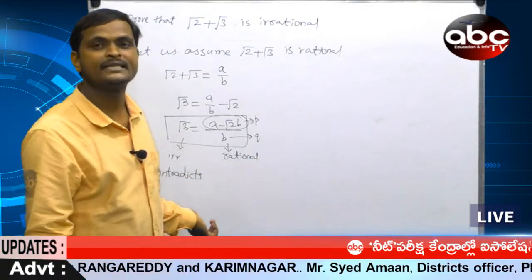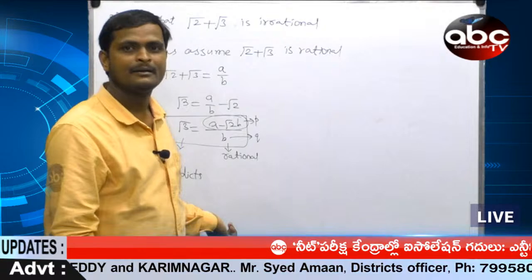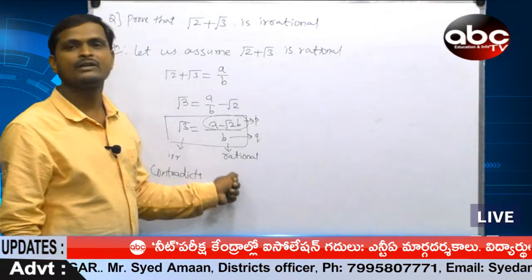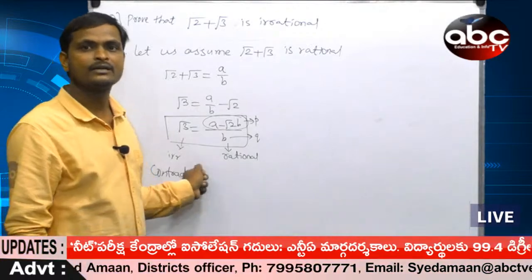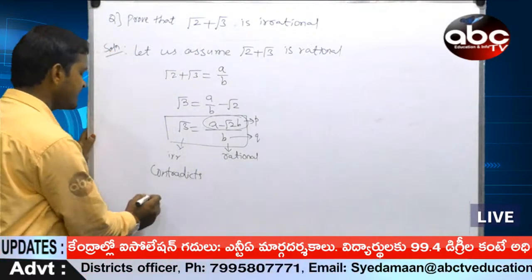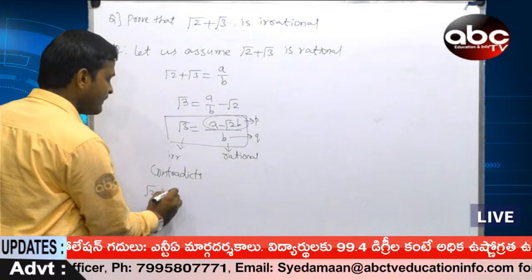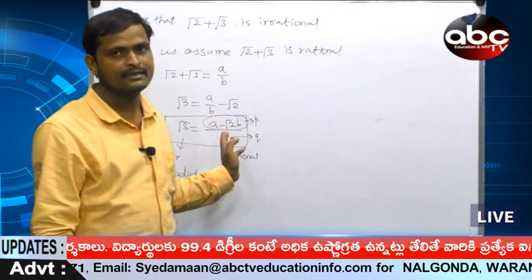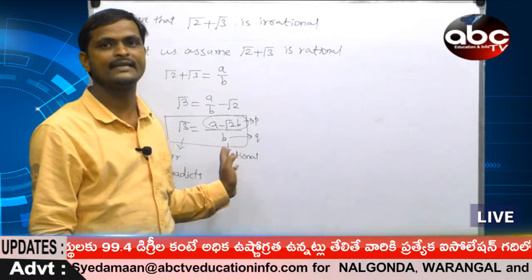our assumption is false, because irrational is not equal to rational. So we conclude that the given number root 2 plus root 3 is an irrational number. Is it clear, students? Very simple.